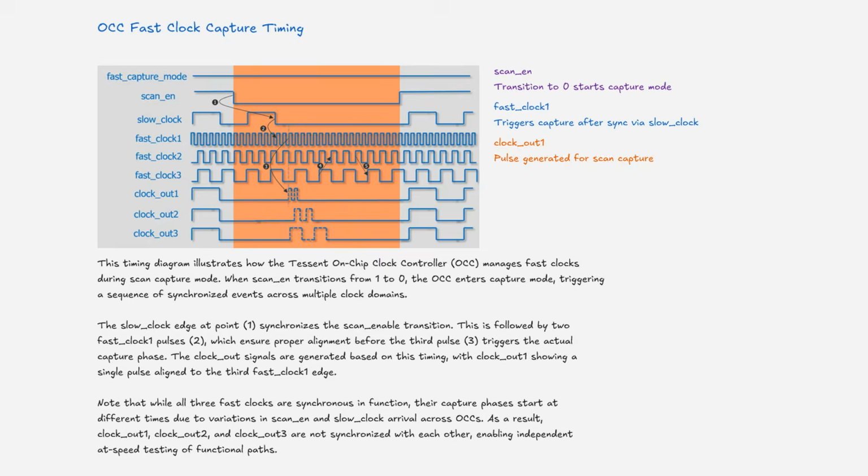This timing diagram illustrates how the Tessent On-Chip Clock Controller, on-chip clock, manages fast clocks during scan capture mode. When scan enable transitions from 1 to 0, the on-chip clock enters capture mode, triggering a sequence of synchronized events across multiple clock domains. The slow clock edge at point 1 synchronizes the scan enable transition. This is followed by 2 fast clock 1 pulses, 2, which ensure proper alignment before the third pulse, 3, triggers the actual capture phase. The clock-out signals are generated based on this timing, with clock-out 1 showing a single pulse aligned to the third fast clock 1 edge.